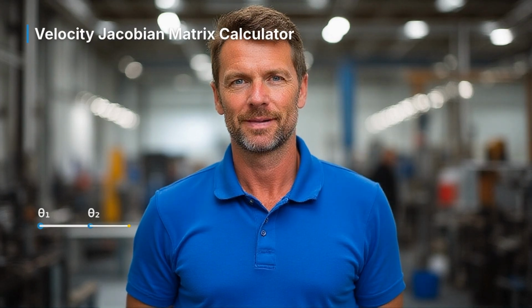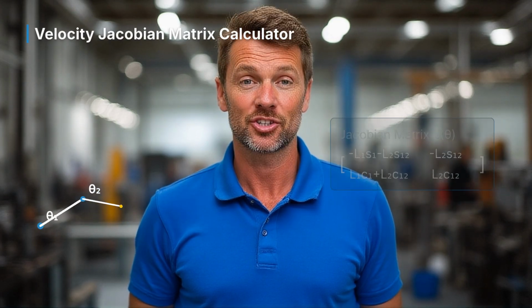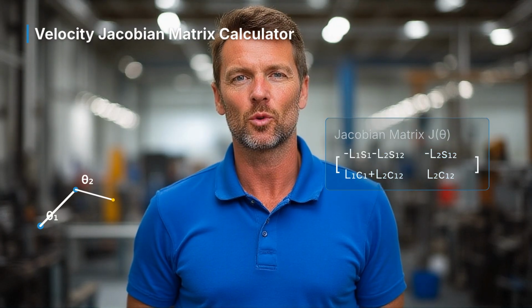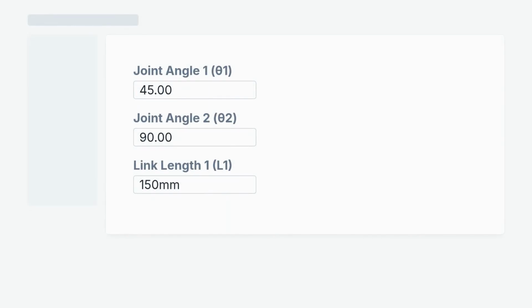The Velocity Jacobian Matrix Calculator computes the relationship between joint velocities and end-effector velocities for a two-link robotic arm. Let's walk through the input fields.